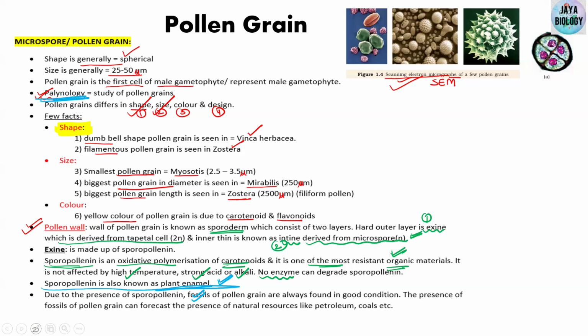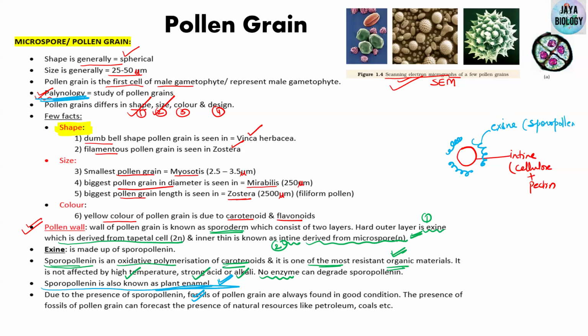Let me just explain the diagram once again. See, this is the innermost wall known as intine. And intine is made up of cellulose and pectin. Then the outermost layer is known as exine. This is exine, and exine is made up of sporopollenin.